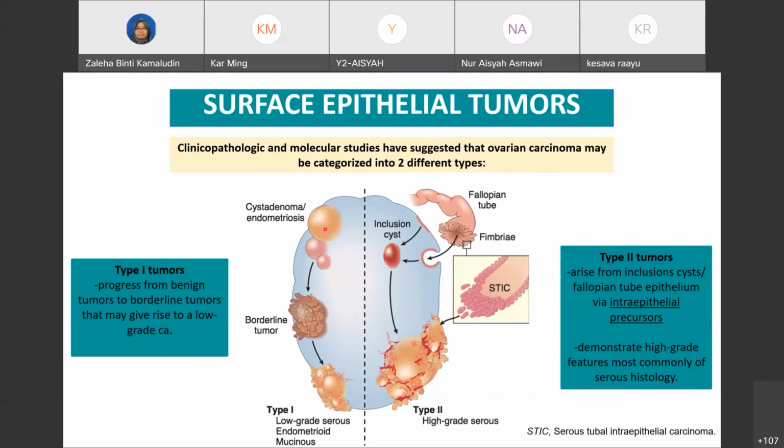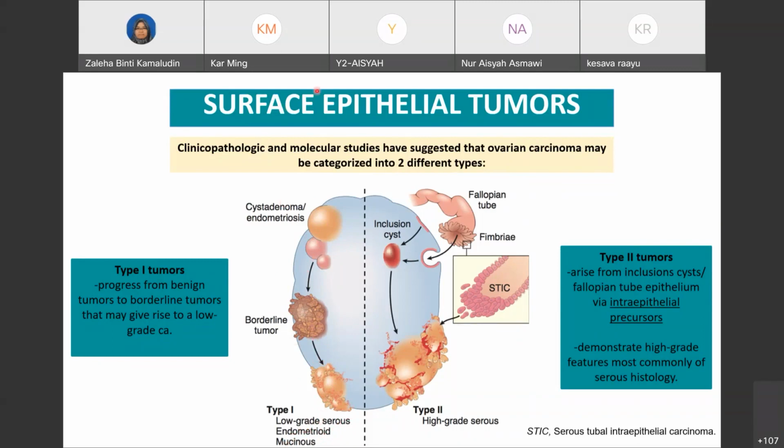It has a progression from a benign tumor, either cystadenoma or endometriotic cyst. This tumor then transforms into a borderline tumor, and later on it transforms into either low-grade serous carcinoma, endometrioid carcinoma, or mucinous carcinoma. So in terms of histology, once this tumor goes from benign to borderline and malignant, the grading is usually a low-grade carcinoma.